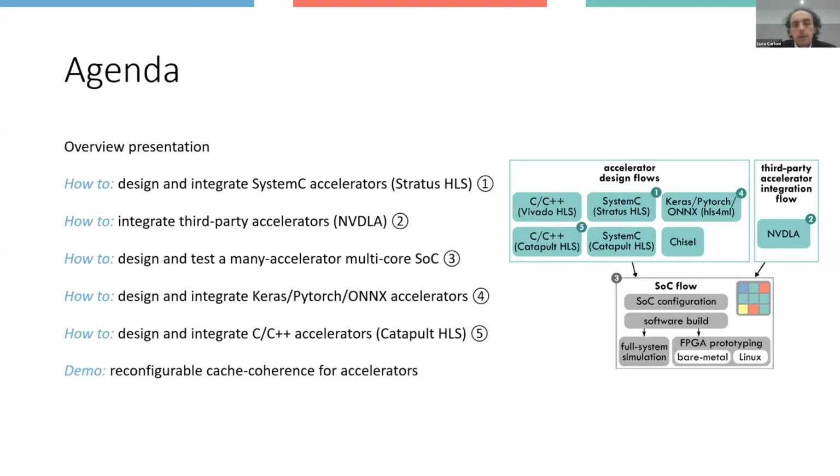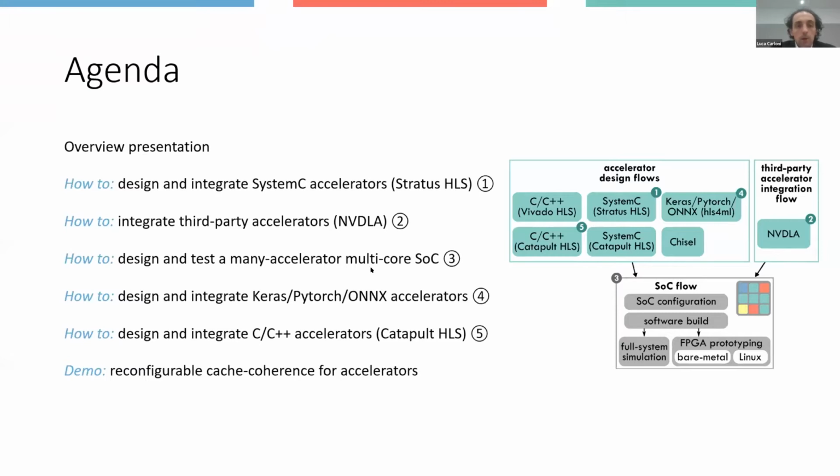In particular, this is a design flow specialized for embedded machine learning, which allows people to specify a neural network using one of a variety of common frameworks for machine learning, like Keras, PyTorch, and ONNX, and from that derive automatically, by means of high-level synthesis, an accelerator and integrate it into a complete SoC.